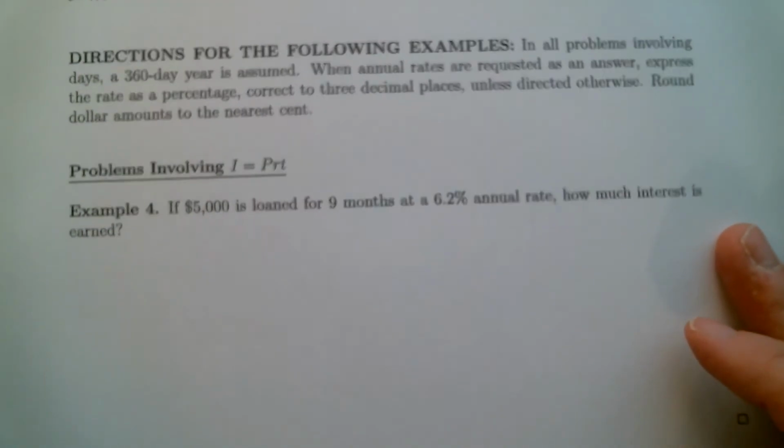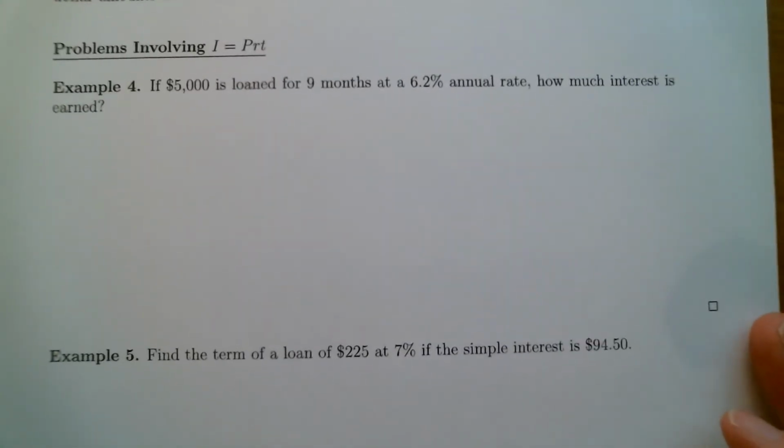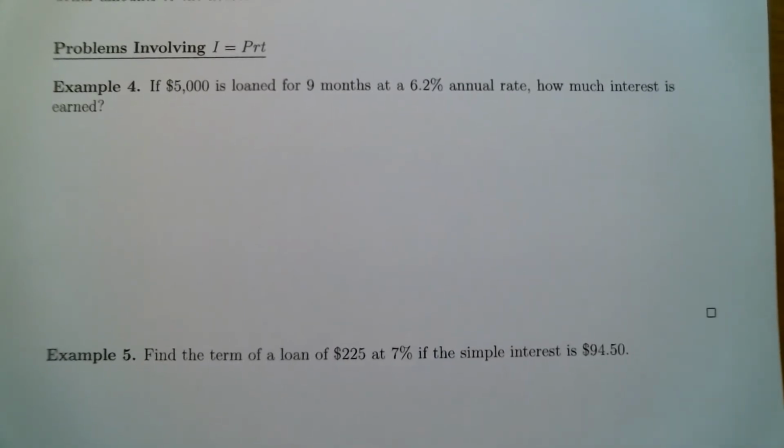Okay, so in examples 4 and 5, I am telling you to use the formula I equals PRT. We will talk about why after we read the problem. And then in examples 6 and 7, we're going to use the other formula, A equals P times 1 plus RT. And then in the remaining problems in this section, you're going to have to choose which formula, either I equals PRT or A equals P times 1 plus RT. You're going to have to figure out which simple interest formula is more applicable to the problem at hand.